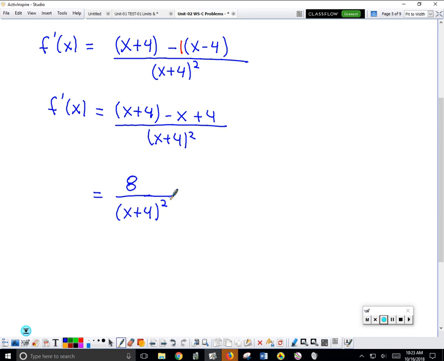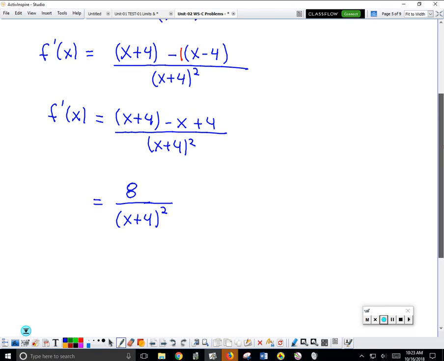Oh, please, question. I still don't understand how you can simplify the numerator to be just 8 because I thought that they are separate terms. Gotcha.